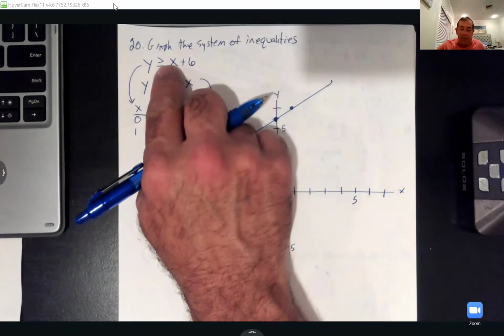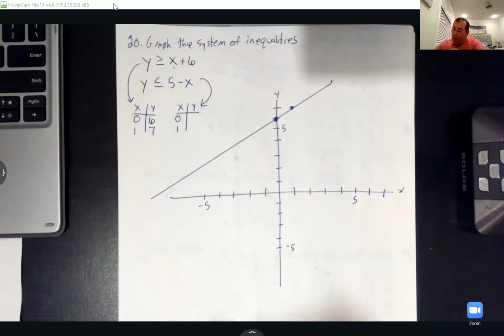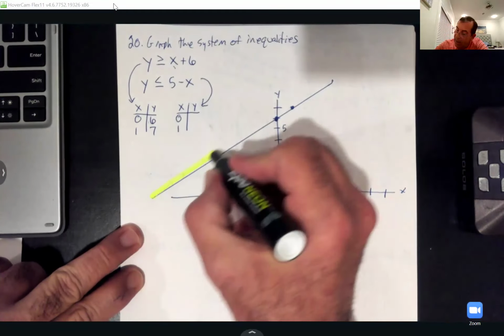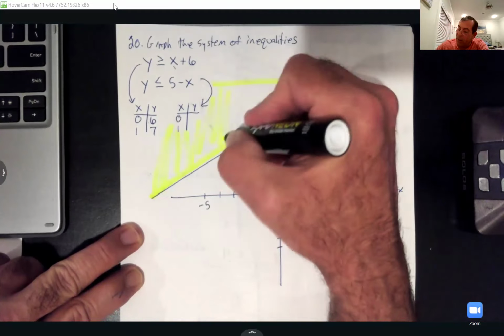Now, this first line is greater than. So my first line will shade above the line. So it's going to shade all this above that line.